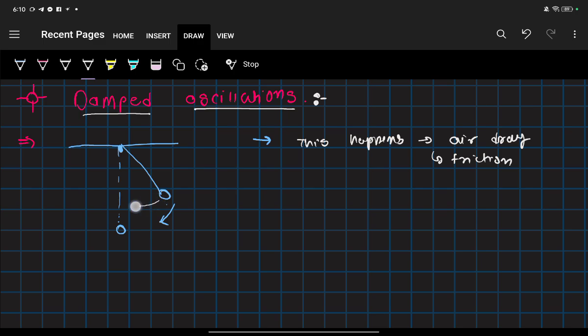Let's say this was the first cycle, and as drag force and friction act, the oscillations will become smaller and smaller, right? And eventually it will die out. But the time period is approximately the same, so they are still periodic. This one is also periodic, this one is also periodic. Are you getting my point?